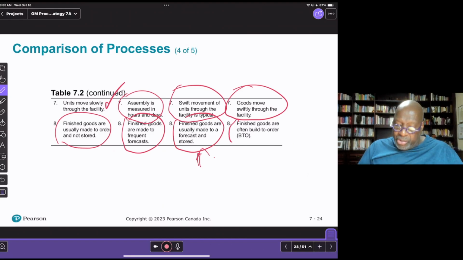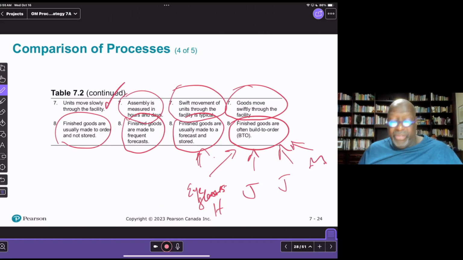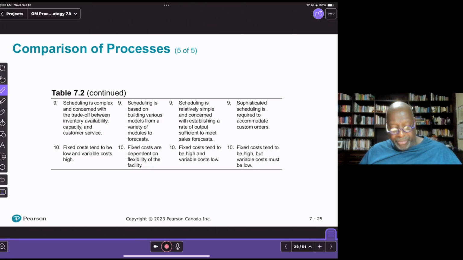And then finished goods are usually built to order, because that's why it's mass customization. So as I said, in my case, my pair of eyeglasses, right? Somebody else's pair is different. Another person's pair is different. So it's built to order. This is me. This is John. This is Jane, right? And this is Mary. All of us are placing our orders, right? And so it's built to order. Scheduling is complex versus fixed cost tends to be low.